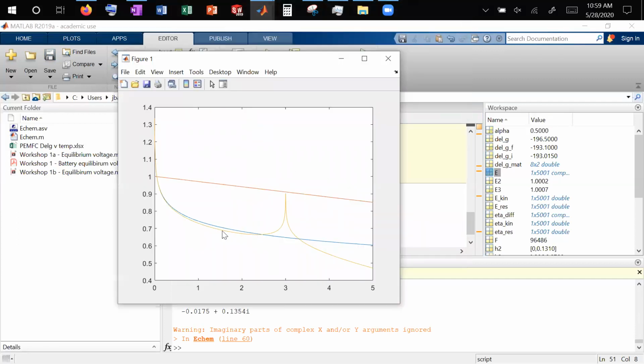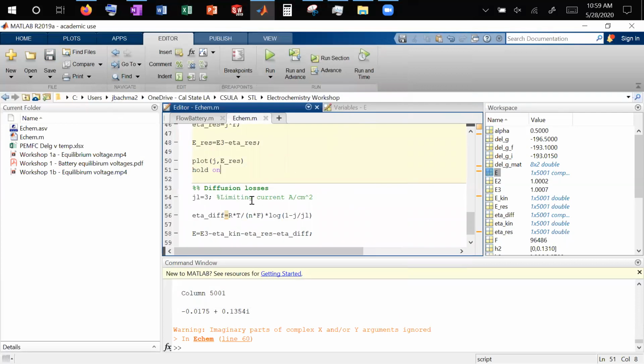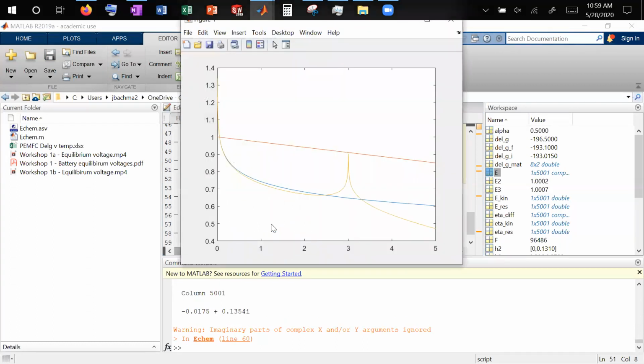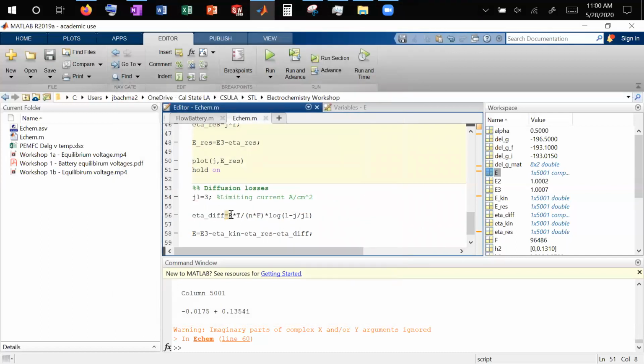So you see our overpotential losses. Let's see, I think I might need a minus sign. Am I missing a minus sign? Yeah, I think there should be a minus sign here.